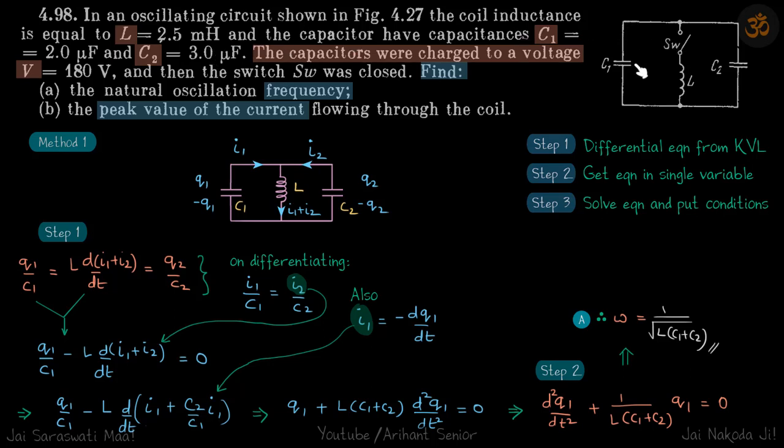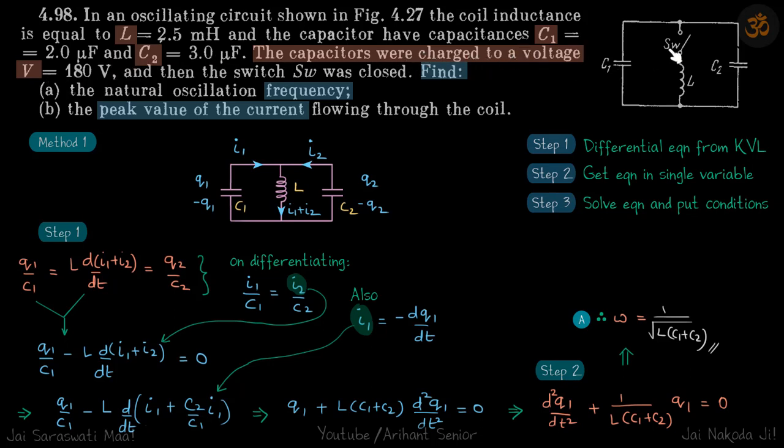We have this circuit where two capacitors are in parallel to an inductor. We need to find what is the frequency and peak value of the current flowing through the coil if initially the capacitors were charged to a voltage of V.